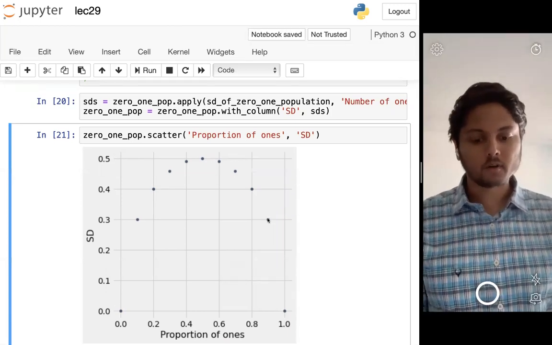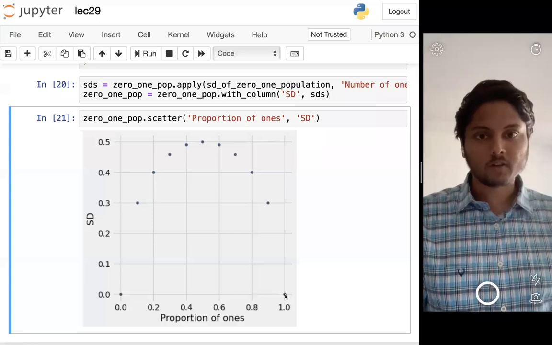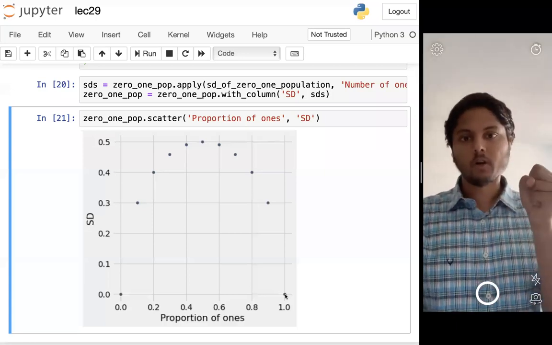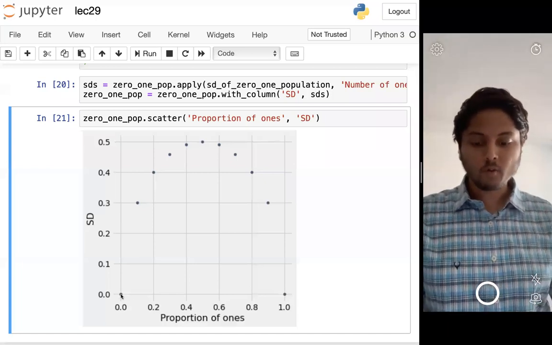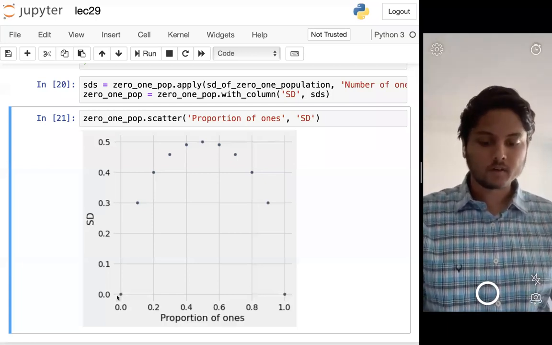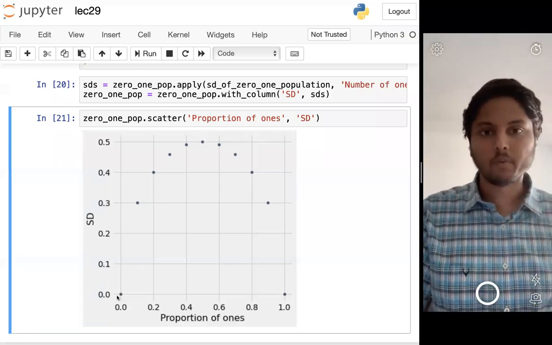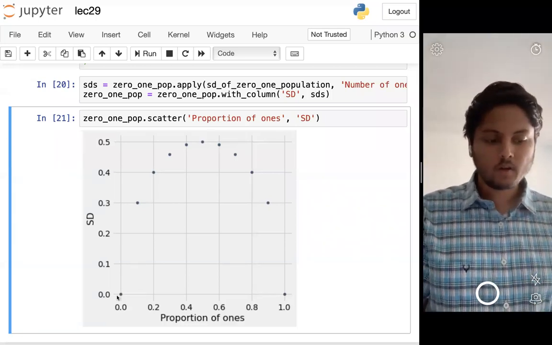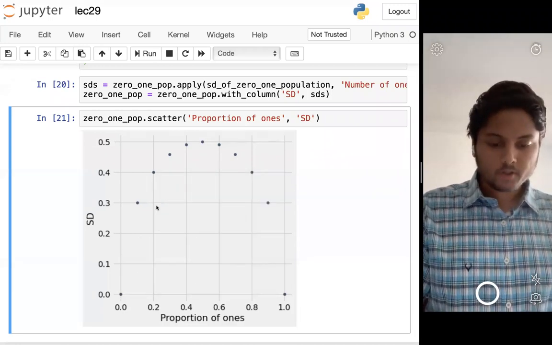We saw that one earlier. If 100% of your data is 1, the standard deviation is actually 0, because all of your data is just at 1. There is no variability in your data. Everybody is just 1. And if nobody's 1, everybody's 0, you also get a standard deviation of 0. Because again, if everybody's 0, there's no variability in the population. Everybody's the same value.